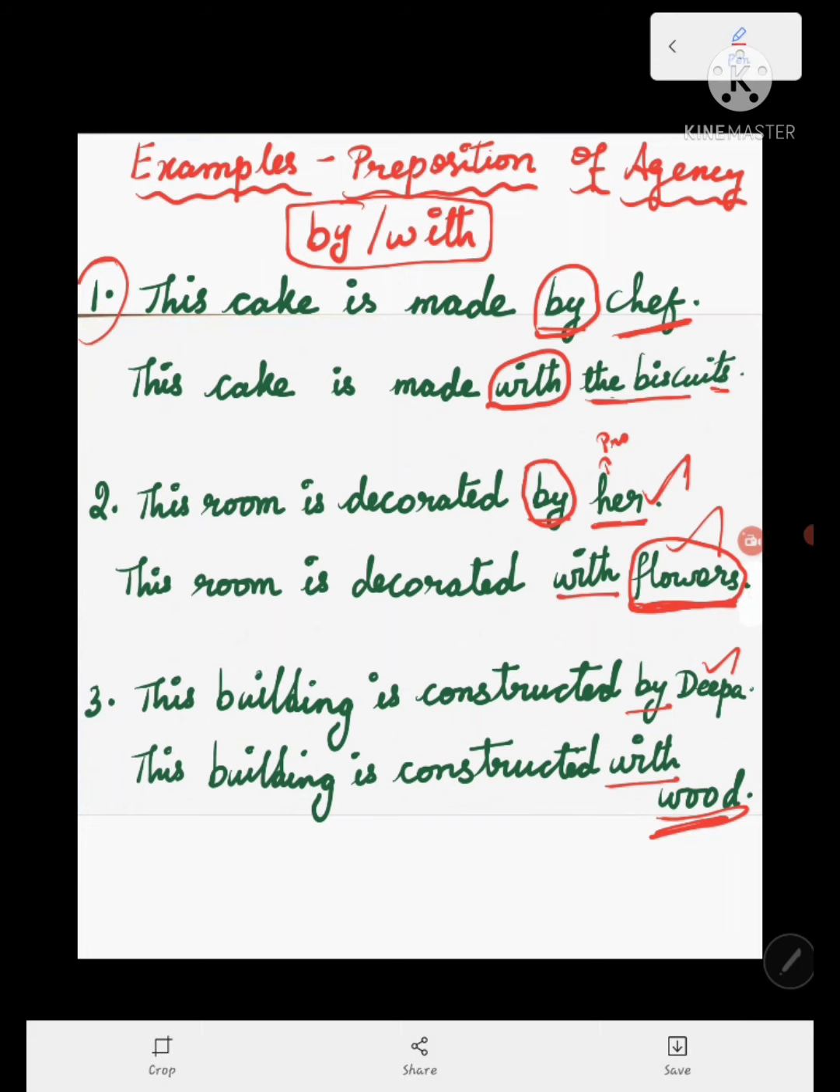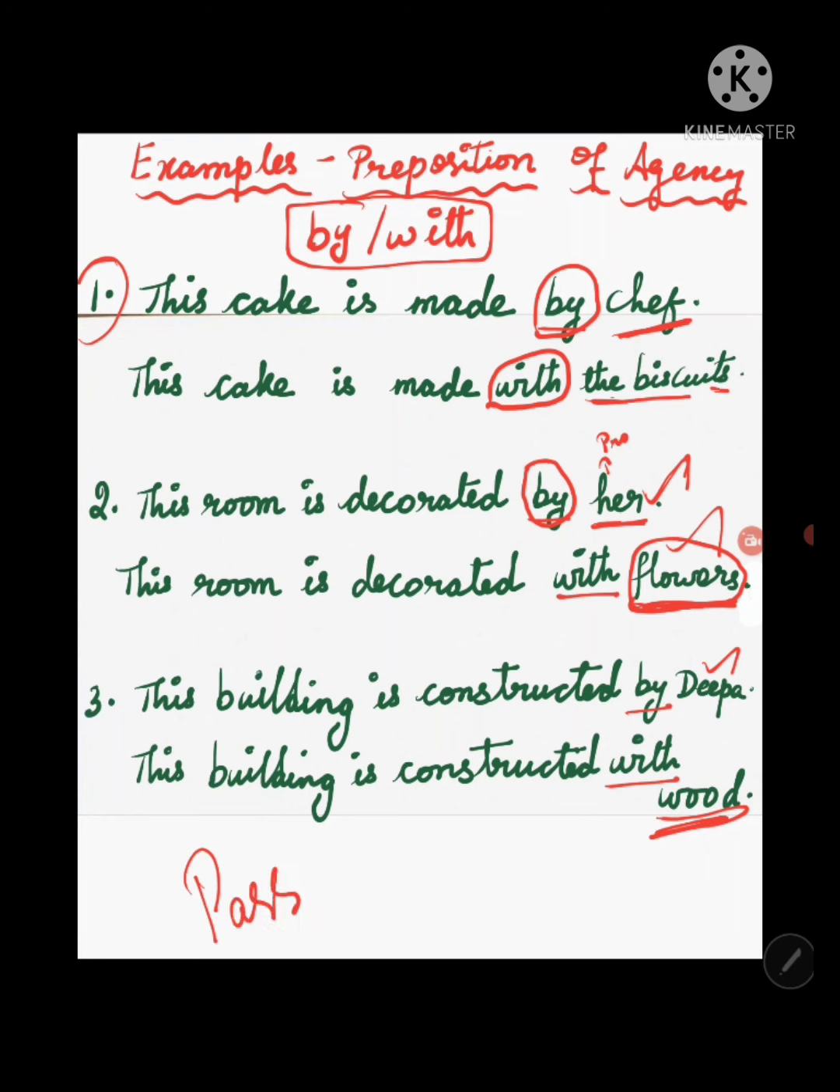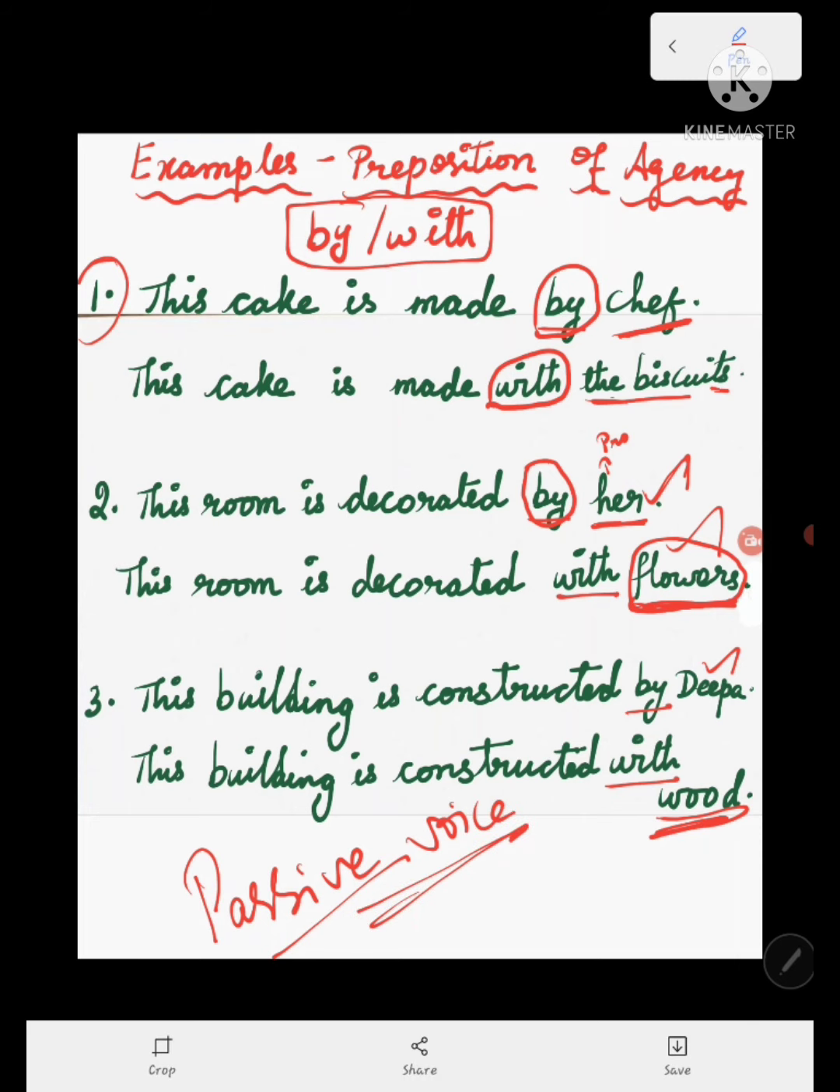In this preposition of agency, we use passive voice. Okay, we use passive voice. In the voice session we can see active voice and passive voice in detail. We shall see this in detail. Now just know that for preposition of agency we use passive voice.